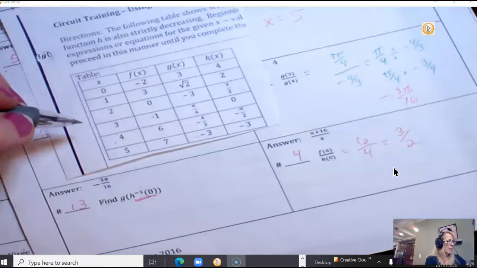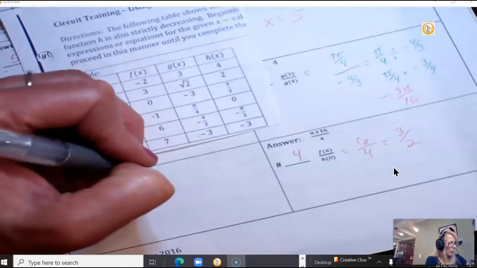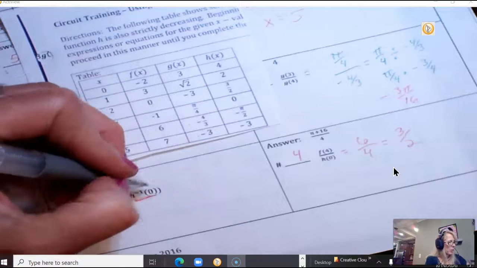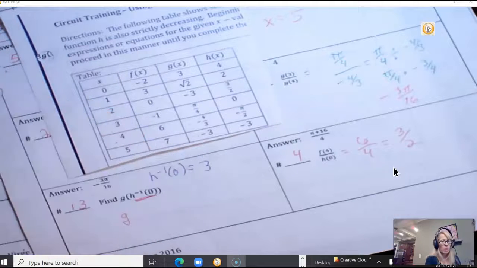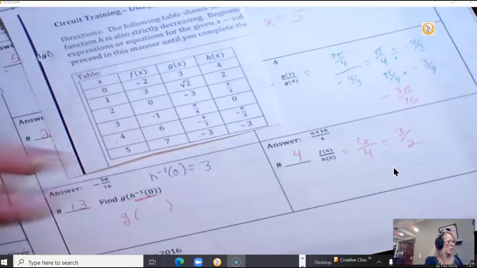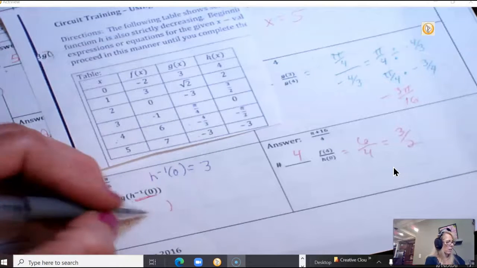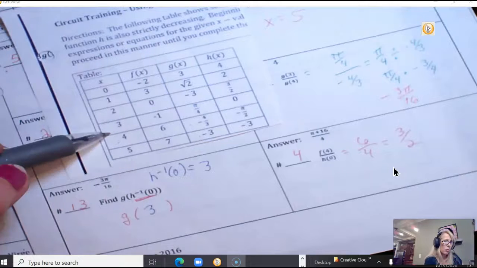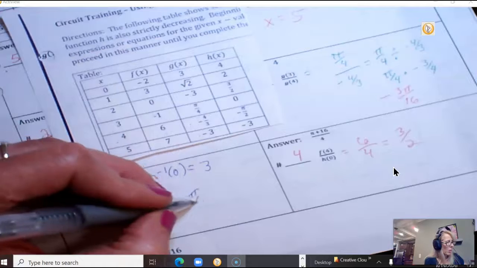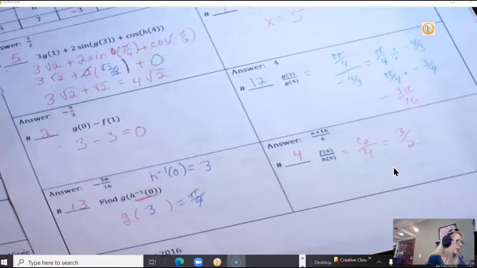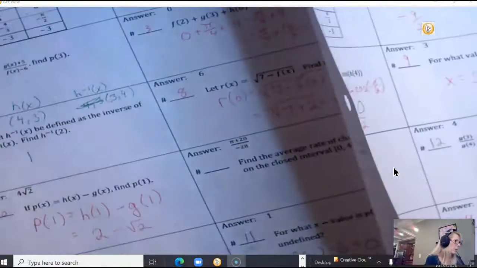So that means that h, and maybe I'll put that right here, let me put that in a different color to make it a little more understandable, inverse function of 0 is equal to 3. So that means we have g of 3. So g of 3, come down to 3, and we look over at g, and we get pi over 4. Wait a minute, that's too easy for you guys. All right, so let's find where positive pi over 4 is, and I see it on the other page. All right, so we will make this number 14.